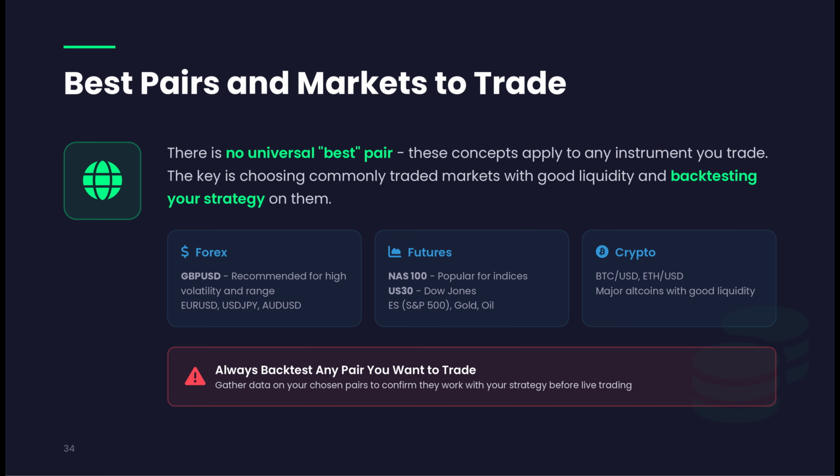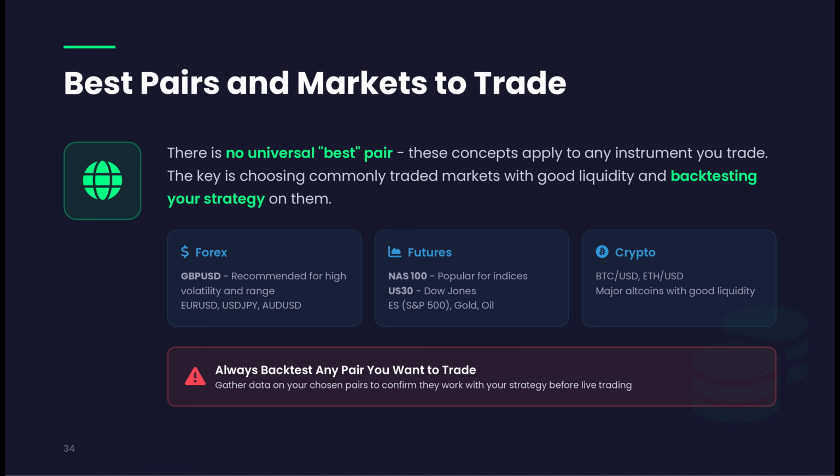Transitioning to cryptocurrency with cautionary enthusiasm. Cryptocurrency is another market that's gained enormous popularity. Bitcoin, Ethereum, and other major cryptocurrencies can certainly be traded using top-down analysis.